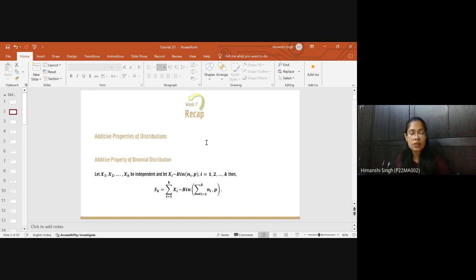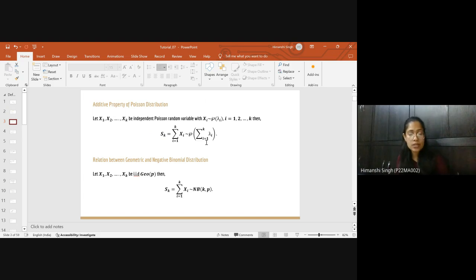First of all, we will be addressing the additive property of the binomial distribution. So if I have X1, X2, ..., Xk random variables which are independent, and each Xi is following the binomial distribution with size ni and probability p. So for each Xi, the probability p is the same; it is not varying. However, the size ni is changing. Then the sum of the random variables Xi, i going from 1 to k, will be binomial again, with the size as summation of i going from 1 to k of ni and with probability p. So it is the additive property of a binomial distribution.